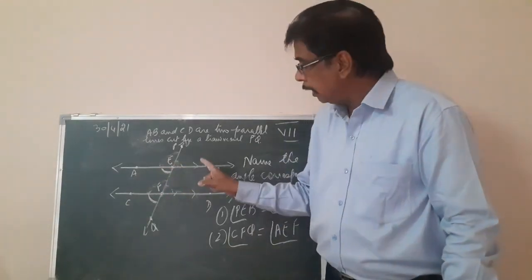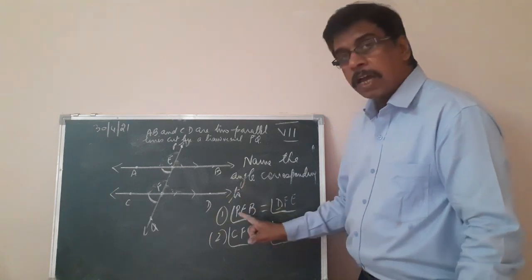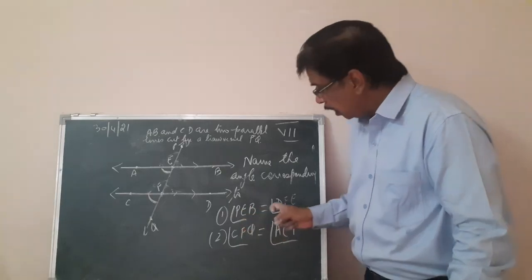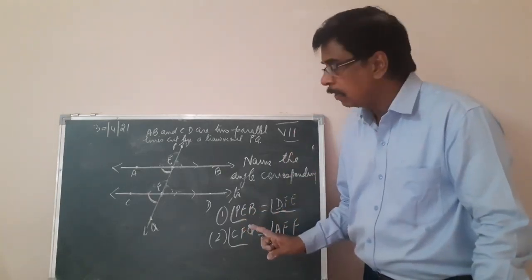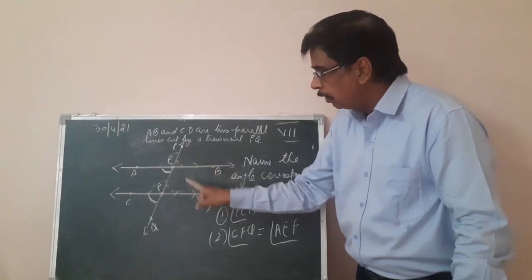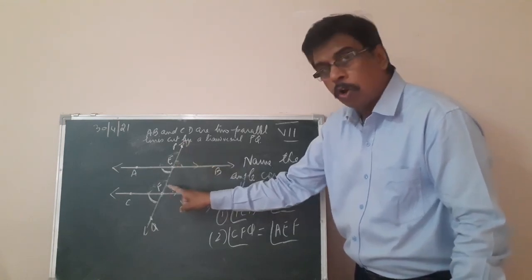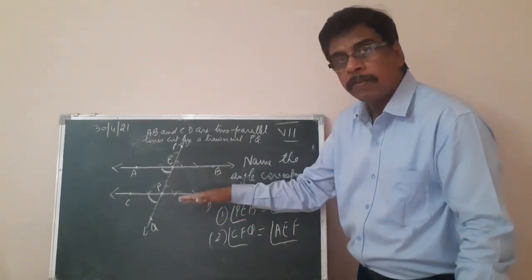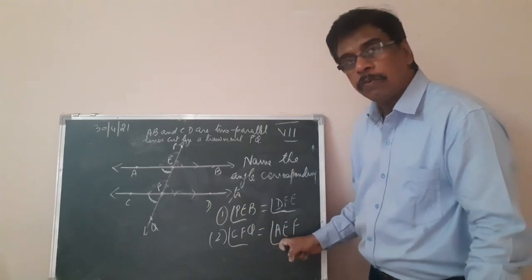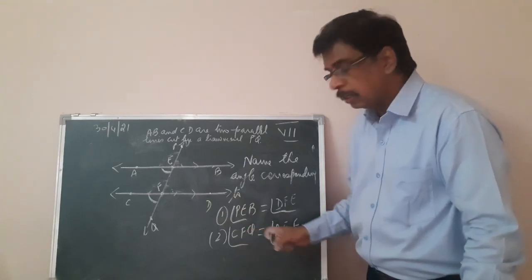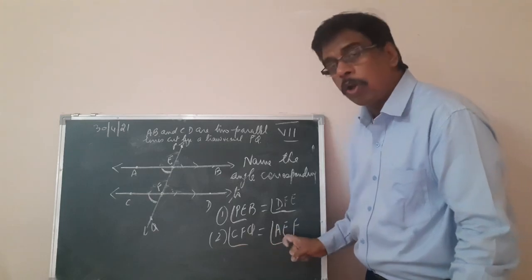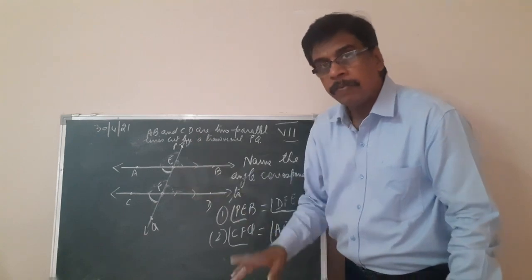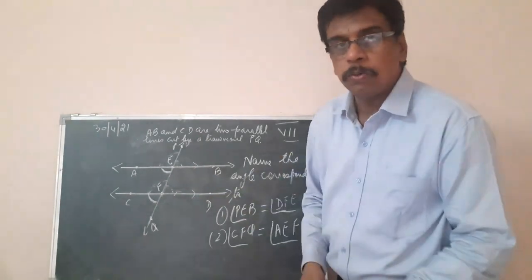And if the lines are parallel, then these angles are equal. So if, for example, PEB is 75 degrees, then DFE will also be 75. Because corresponding angles are equal if the lines are parallel. Similarly, in this case also, they are both corresponding angles. If this angle is given as 105, then this will also be 105. Corresponding angles are equal if the lines are parallel. If they are not parallel, then they are not equal.